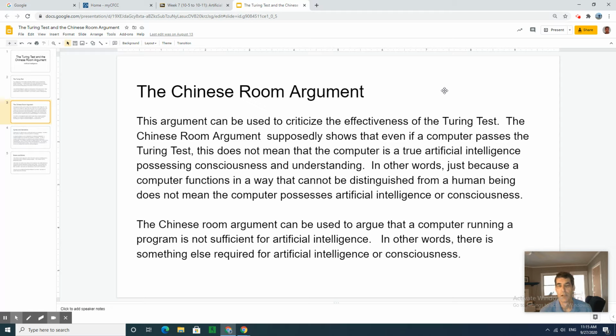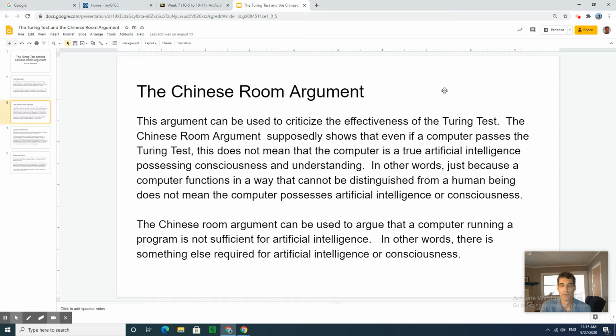test. The Chinese room argument supposedly shows that even if a computer passes the Turing test, this does not mean that the computer is a true artificial intelligence possessing consciousness and understanding. In other words, just because a computer functions in a way that cannot be distinguished from a human being does not mean the computer possesses artificial intelligence or consciousness. And so that happens in the Chinese room argument.